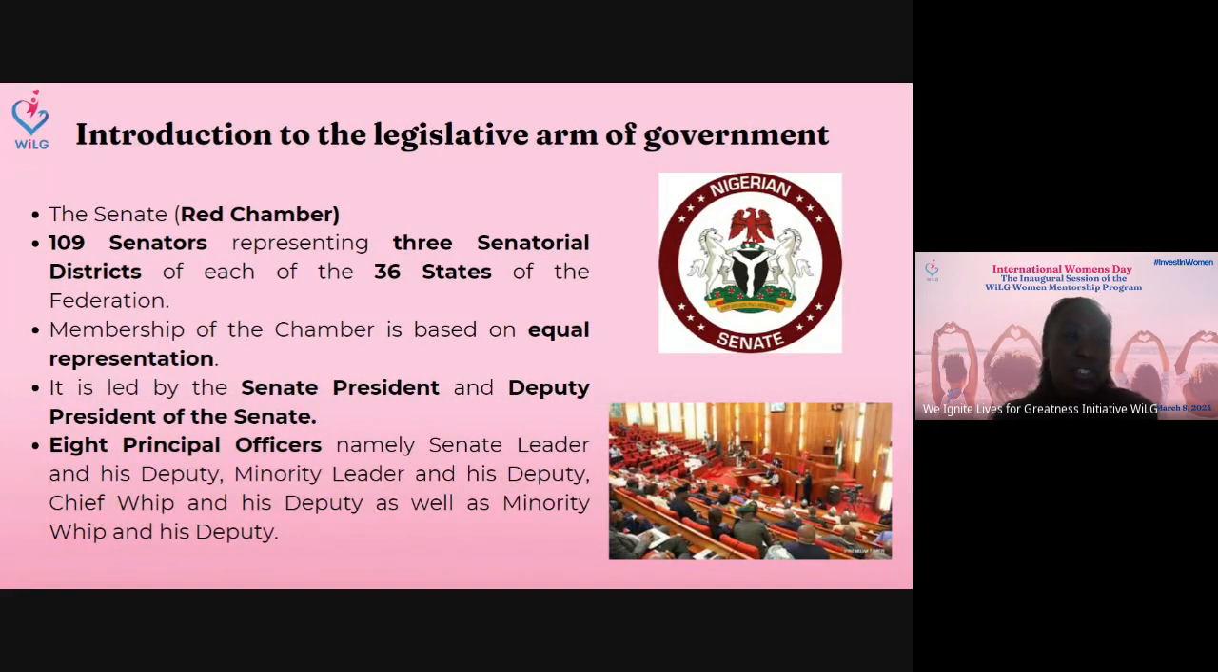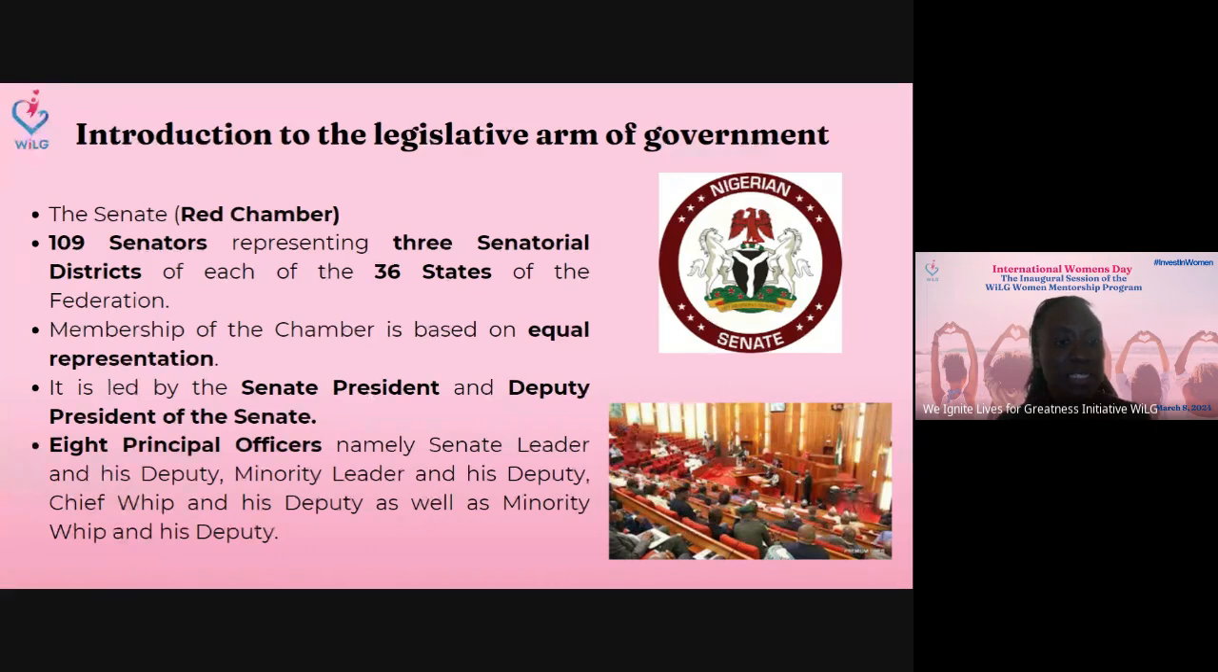The Senate is usually called the red chambers because their chamber is red, and they have 109 senators, and they represent 3 senatorial districts in each state. So that shows you that there's equal representation. The membership in the chambers is by equal representation. So we have the Senate president and the deputy Senate president, and they have 8 principal officers in the Senate.